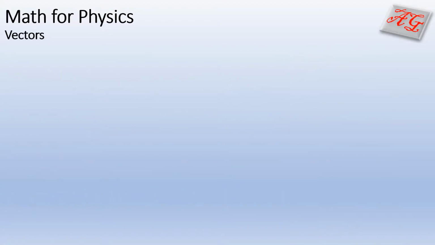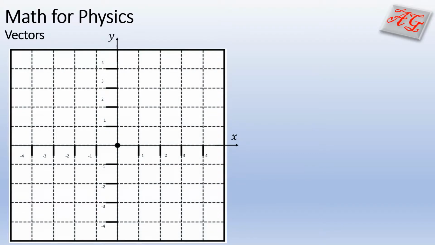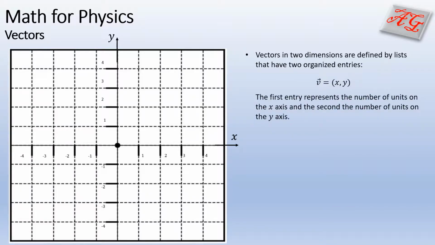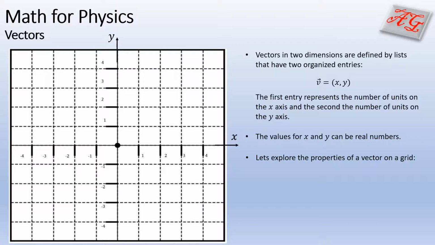So let's start by drawing the two-dimensional grid we had already defined. So let us now define what a vector in two dimensions looks like. And we should define a vector in two dimensions as a list of organized entries where the first entry represents the number of units from the origin in the x direction, and the second entry represents the number of units in the y direction, where we have defined x and y as real numbers. So let's explore the properties of a vector in a two-dimensional grid.